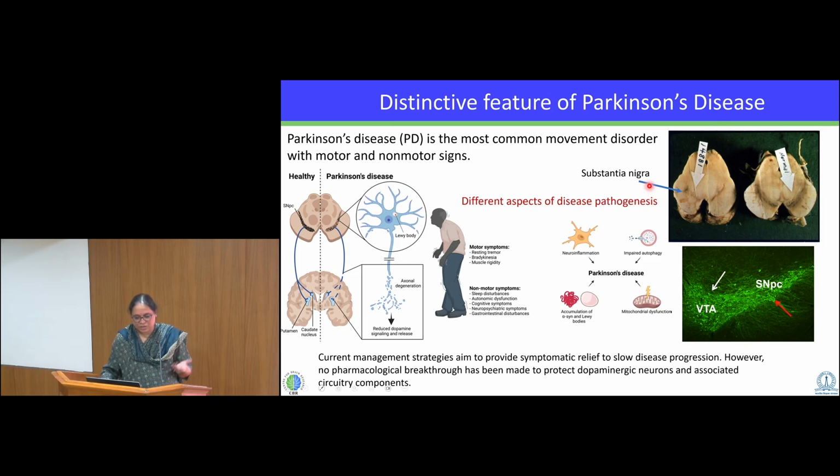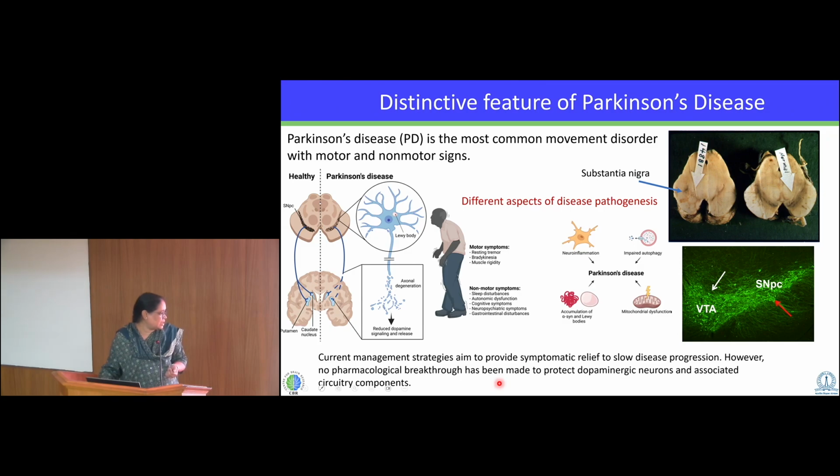If you look at different aspects of disease pathogenesis, the substantia nigra, which has dopaminergic neurons, projects into the caudate putamen, which we call the striatum. There is axonal degeneration in the striatum and a loss of dopaminergic neurons in the substantia nigra. In the midbrain, we have two distinct regions, the VTA and the SNpc. When SNpc degeneration starts, you observe motor symptoms in the Parkinson's disease mouse.